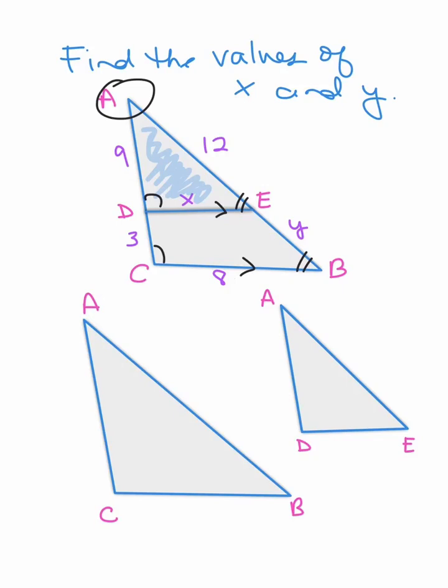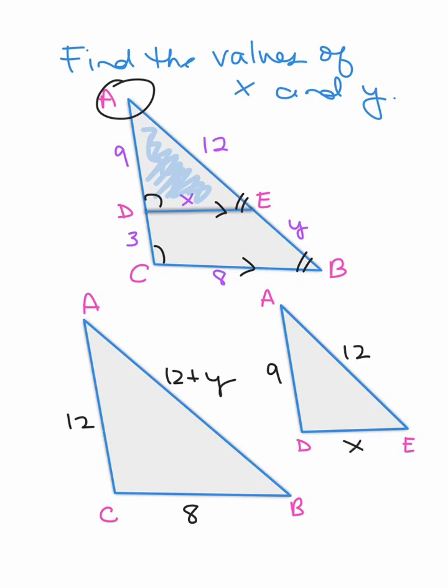So I redrew the triangles, so let's see if I can measure them. The measurement of AC, when I add 9 and 3 together, that's going to give me 12. CB down here is 8, and then AB is going to be 12 plus Y. In triangle ADE, I have AD is 9, segment DE is X, and segment AE is 12.